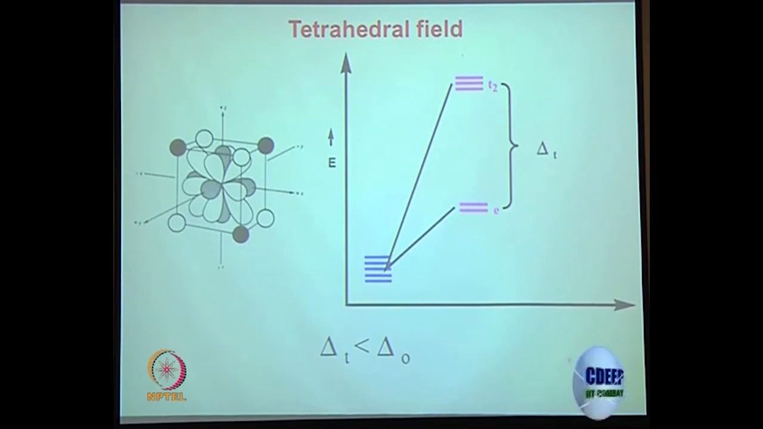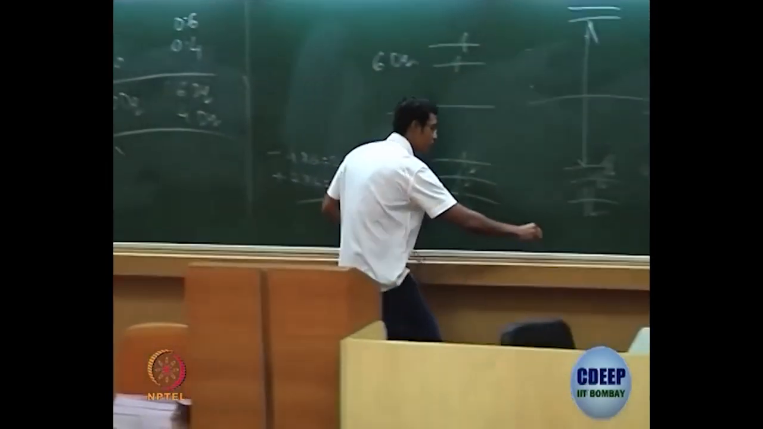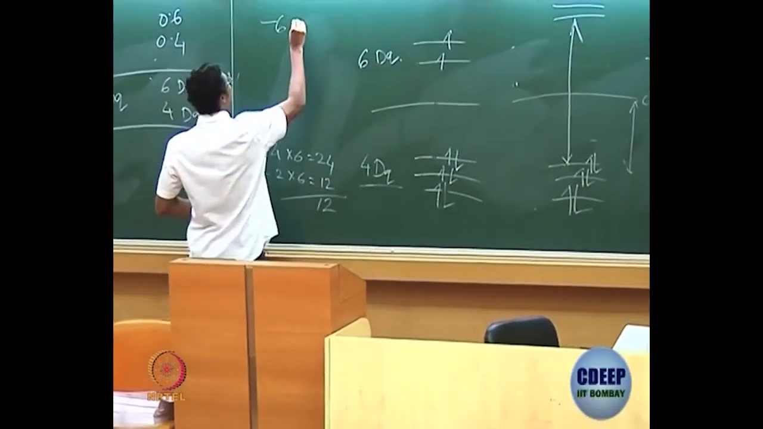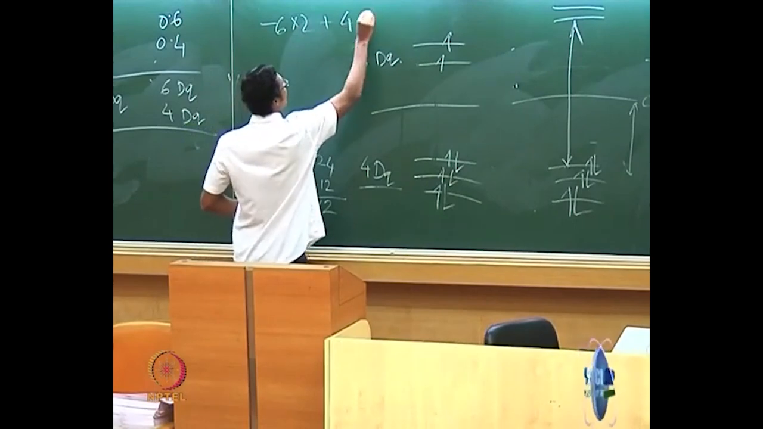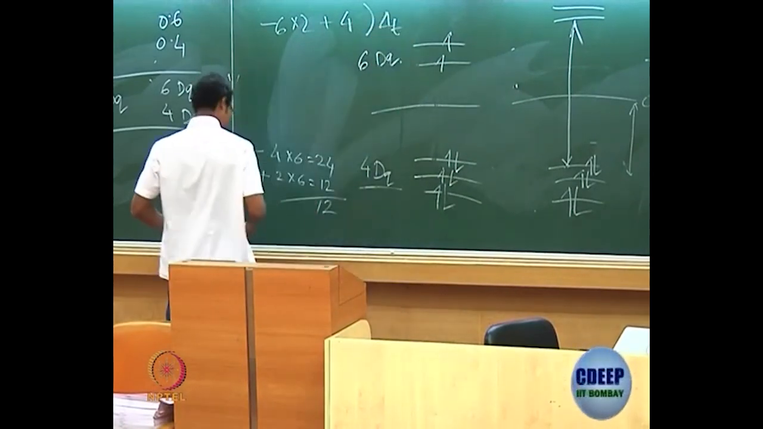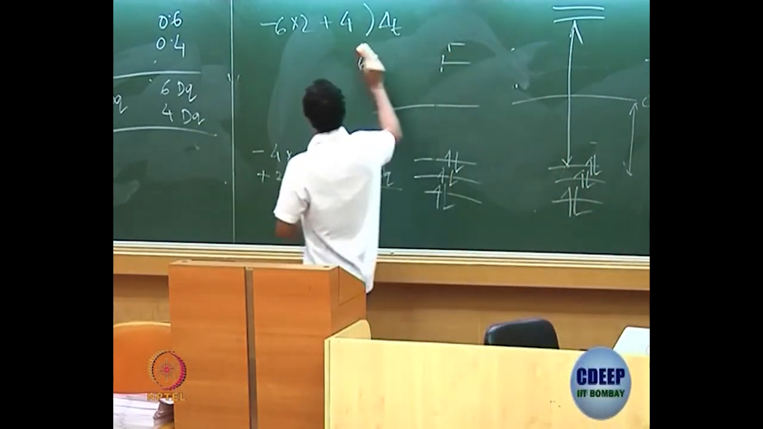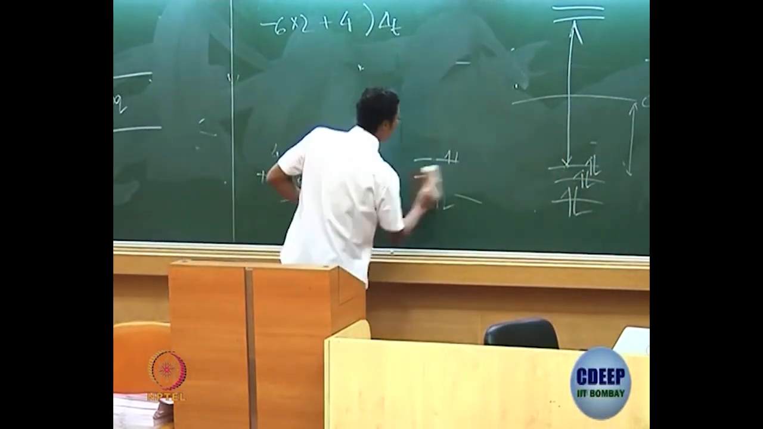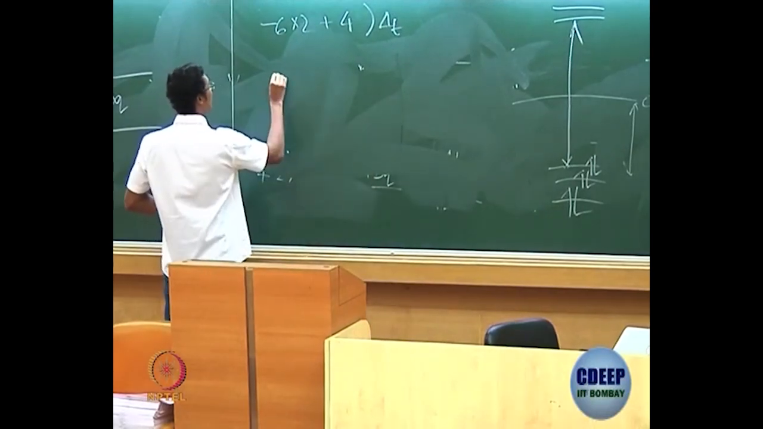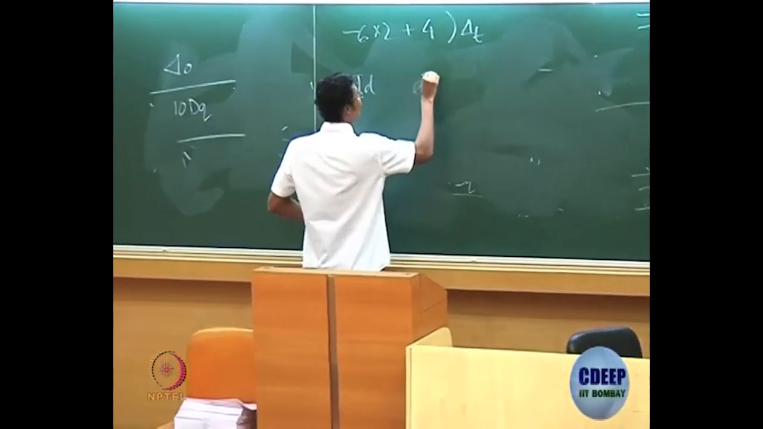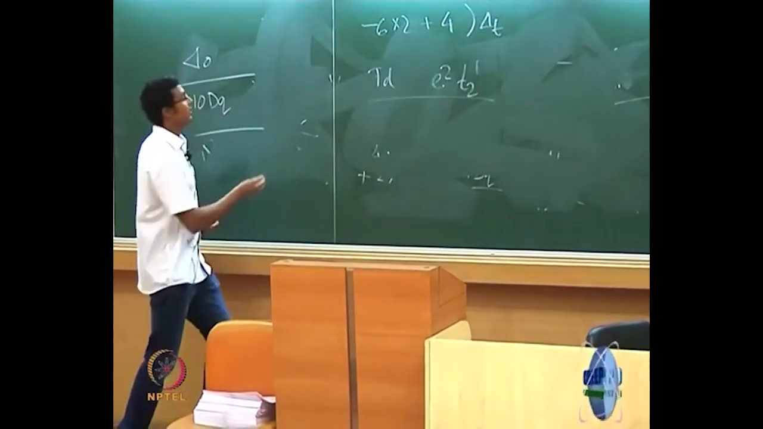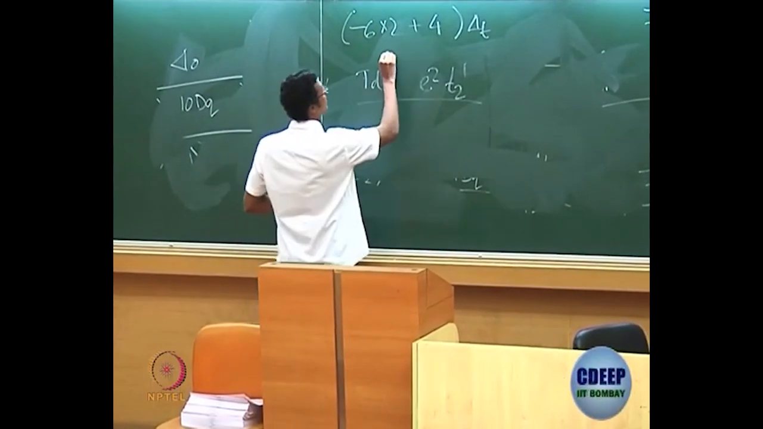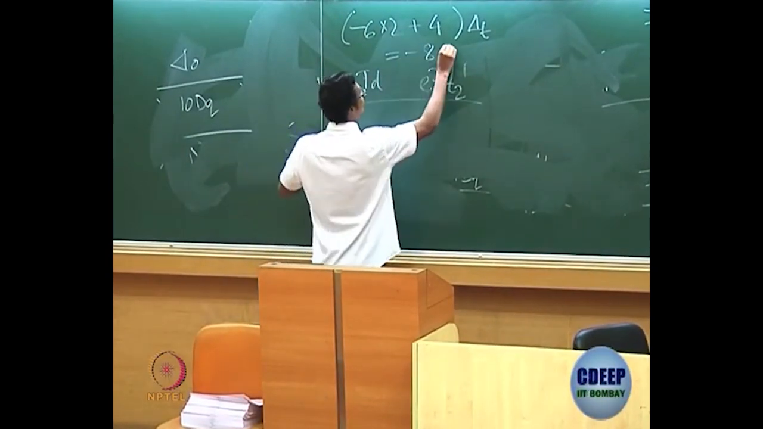Now, that is tetrahedral. How much is it in terms of octahedral? Multiplied by 4/9, so it is approximately close to 4 delta O, right? Yeah, most of you got it. So minus 6 times 2 plus 4 delta T, that is going to be for E2 T2 1, the tetrahedral E2 T2 1 electronic configuration. Overall, how much is it? It is going to be minus 8 delta T.